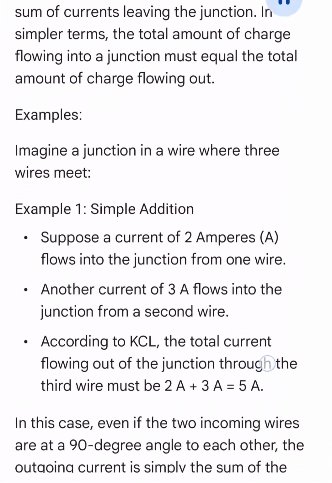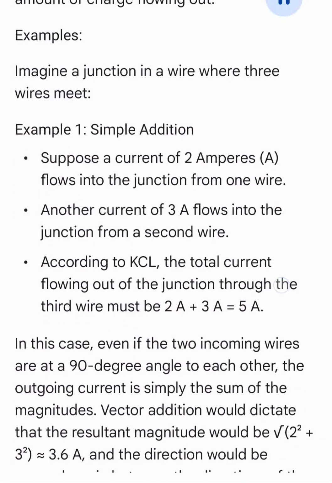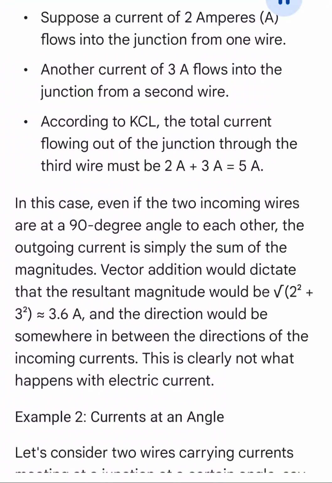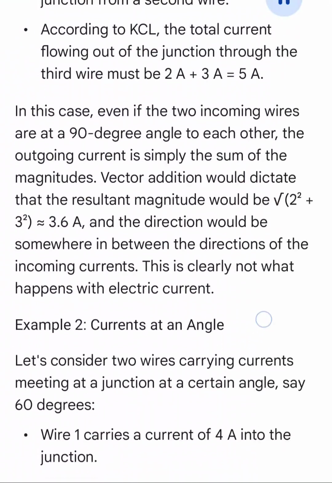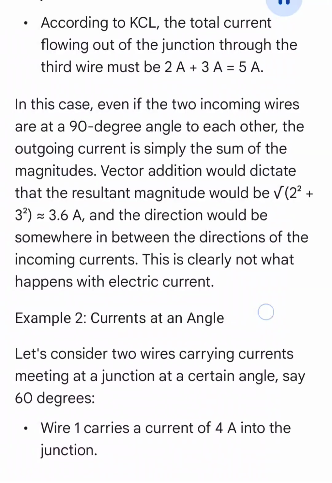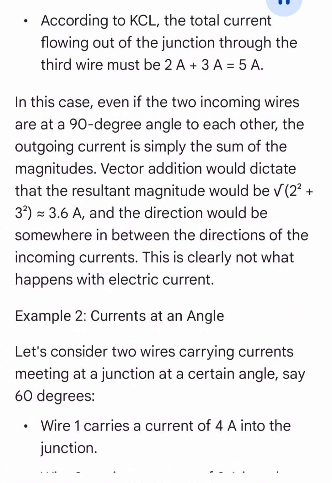Imagine a junction in a wire where three wires meet. Example 1. Simple addition. Suppose a current of 2 amperes (A) flows into the junction from one wire. Another current of 3A flows into the junction from a second wire. According to KCL, the total current flowing out of the junction through the third wire must be 2A plus 3A equals 5A. In this case, even if the two incoming wires are at a 90-degree angle to each other, the outgoing current is simply the sum of the magnitudes.